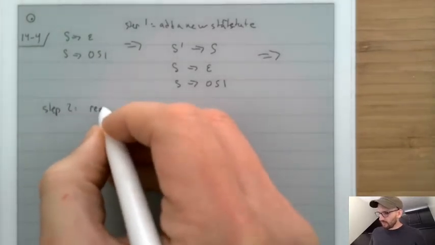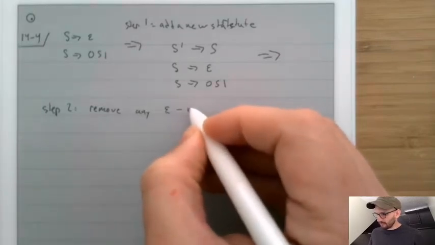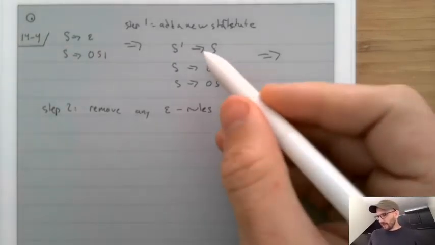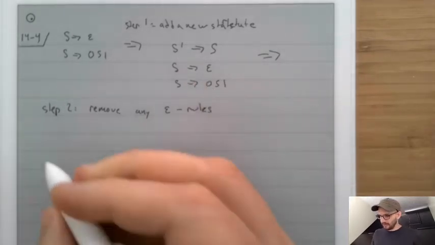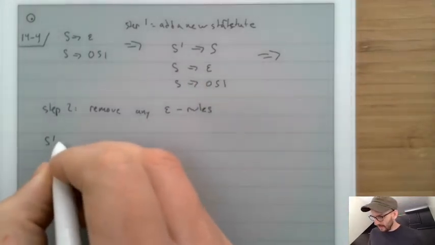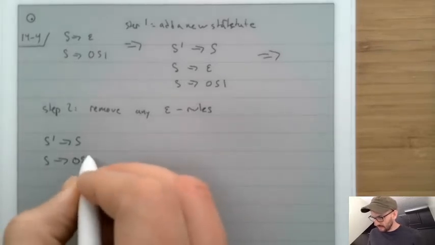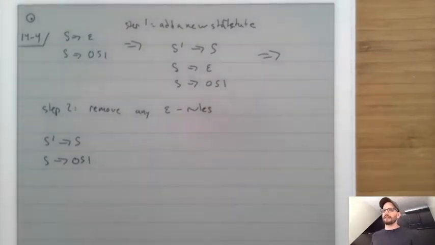All right, now the next thing that we do is step 2. We remove any epsilon rules. So what does it mean to remove an epsilon rule? What it means is that we copy down all the rules except for ones that include epsilon. So we have S prime goes to S, and S goes to 0 S 1. So we copied down all the rules that don't have an epsilon on the right-hand side.